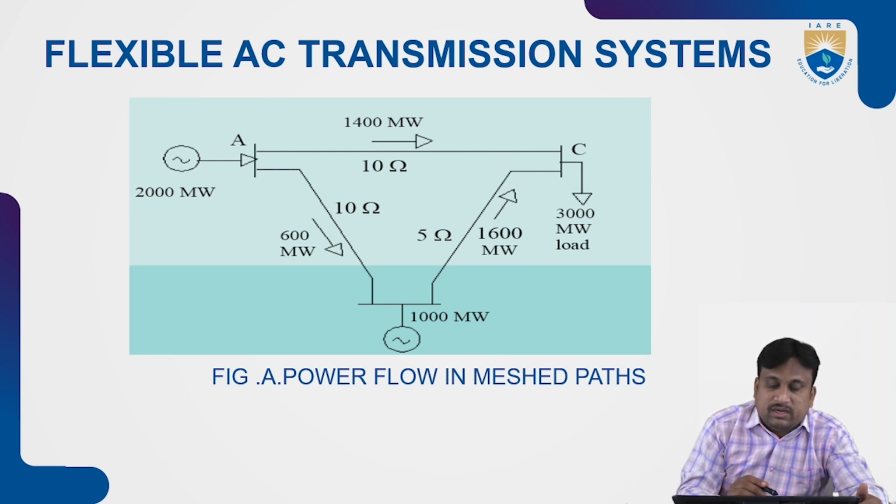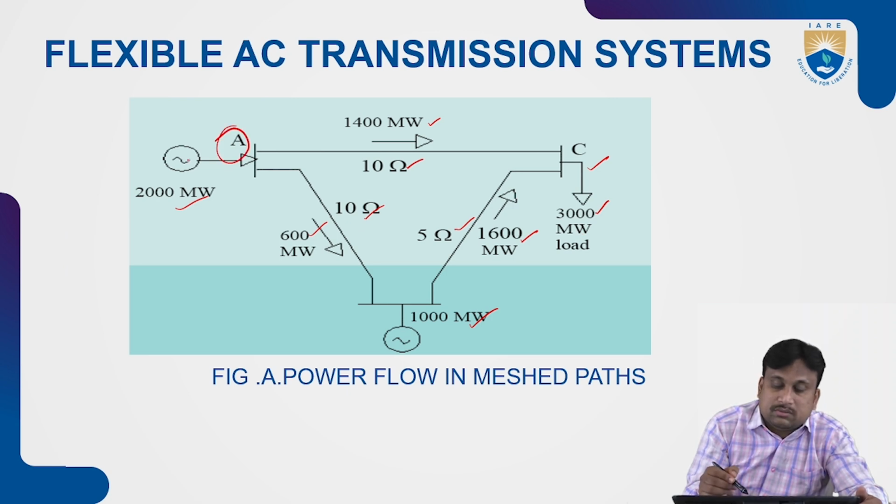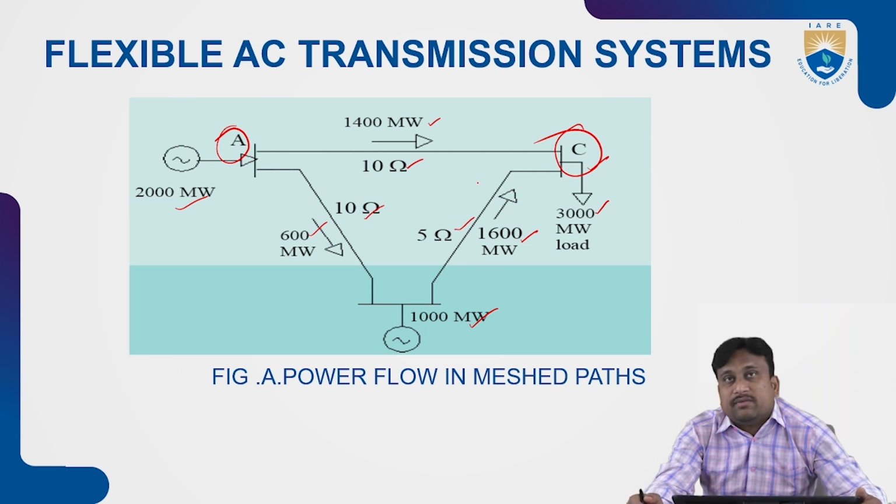For example, this contains one of the loads with 1400 megawatts at 10 ohm, and 600 megawatts at 10 ohm, 2000 megawatts, 1600 megawatts at 5 ohms, 1000 megawatts. So like that the 3000 megawatts load is connected to the ABC formations. This is the AC mesh network, and it indicates the power flow in meshed or looped networks, and how the power flows under various conditions.